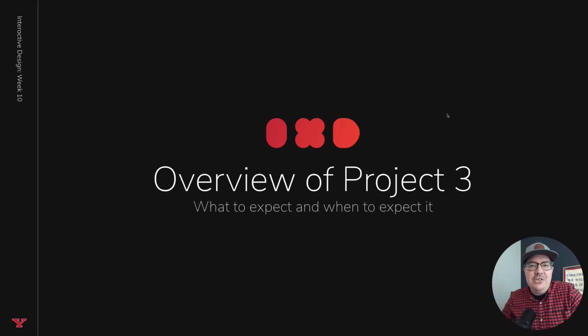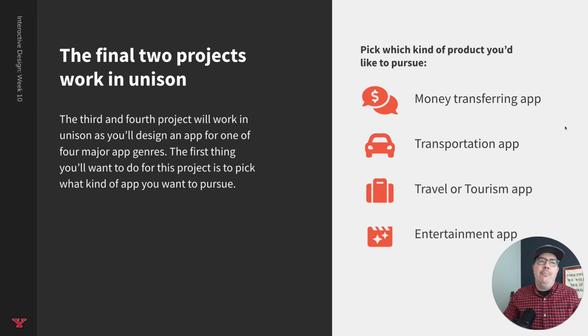So let's start by saying that project number 3 and project number 4 actually work in unison together. You're going to ultimately be designing a product or an app in project number 4, and what you choose to do will inform the work that you ultimately take on for project number 3. And then what you learn in project number 3 is going to inform project number 4. If that doesn't make sense now, hopefully it will by the time we walk through it.